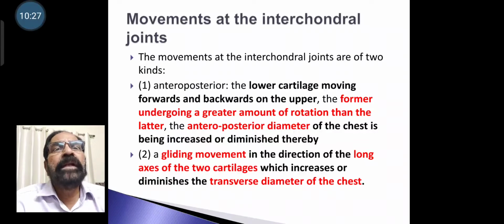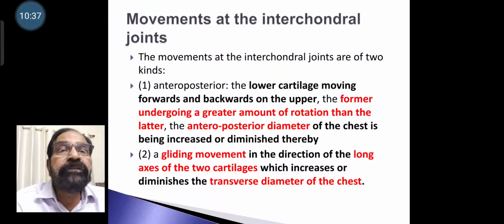Movements at the interchondral joints. The movements of the interchondral joints are of two kinds. Anteroposterior: the lower cartilage moving forwards and backwards on the upper. The former undergoes a greater amount of rotation than the latter. The anteroposterior diameter of the chest wall is thereby increased and diminished.